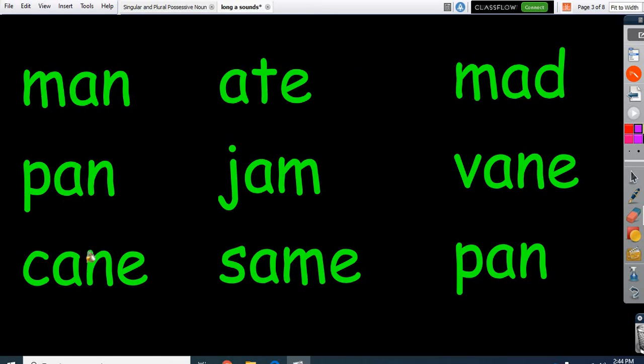Yeah, there's cane again. So cane has a long vowel sound. It has that sneaky E. Any others? Oh, yep, there's vein again. So vein has a sneaky E and it says its name. Vein. Would pan say its name? No.